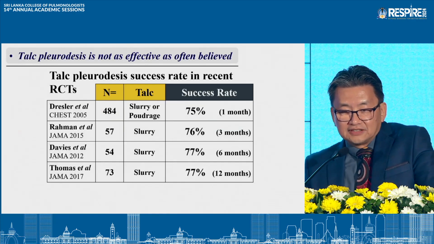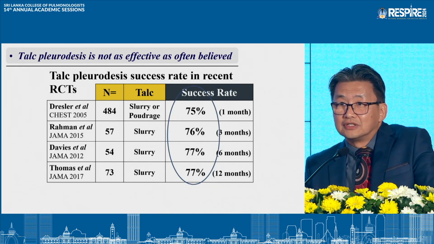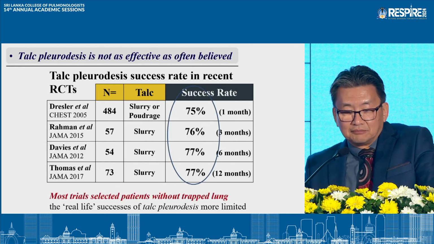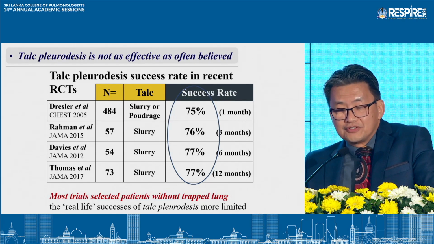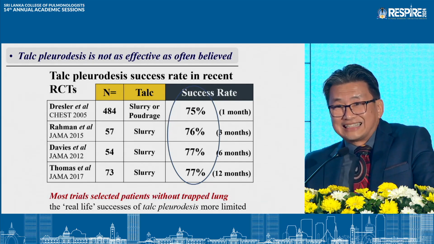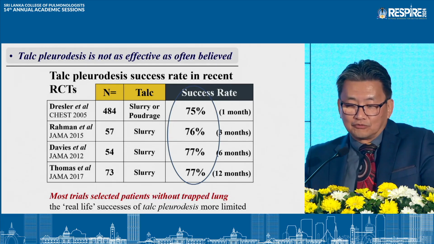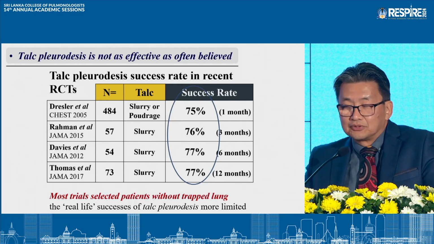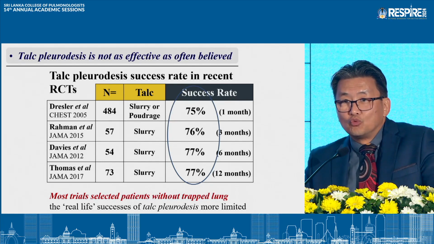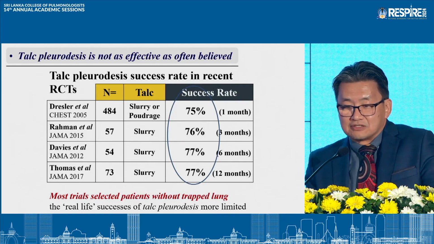In a lot of these randomized trials, talc pleurodesis consistently shows a success rate of around 70-something percent. So not perfect. But also you need to remember, in most of these trials, patients who have short survival and patients with trapped lung are excluded. And we know that about 1 in 3 patients has trapped lung if they have malignant pleural effusion. So the real-life success rate of talc pleurodesis in every patient who walks through your door with malignant pleural effusion is going to be less than 50%.